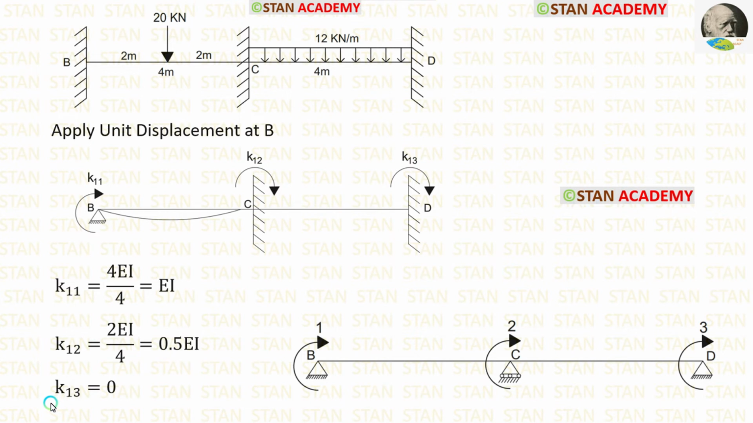Now, let us calculate K13. For that, from the point D, we have to look on both the sides. On the right side there is nothing. On the left side there is no slope curve. In this case there will be no stiffness. K13 will be equal to 0.